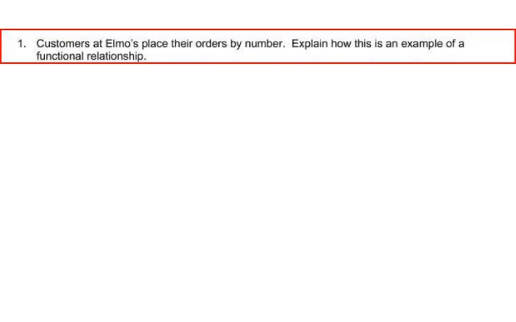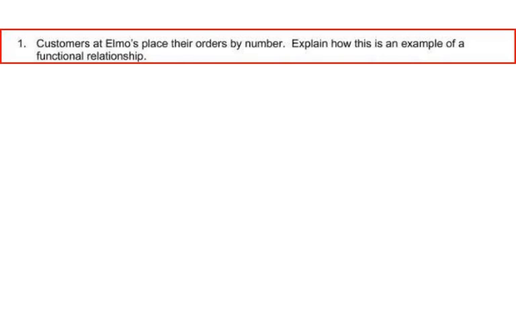Okay, this is for Algebra 1, and this is for functional relationships. Start by looking at the menu for Elmo's Burger Place, and notice that you can go in and order based on the number, kind of like any normal fast food restaurant, and any of your orders comes with a choice of a side and drink.